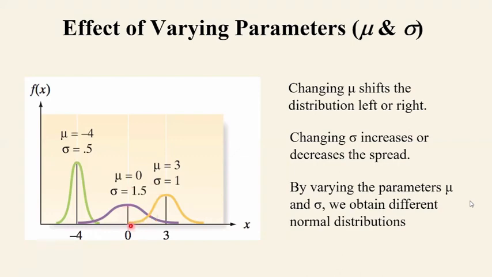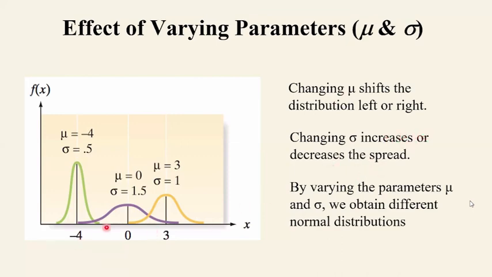The spread is the length in between the two tails. So when the standard deviation is small, the length in between the two tails will also be small. When sigma gets smaller, the length between the two tails also gets smaller. So changing sigma increases or decreases the spread.